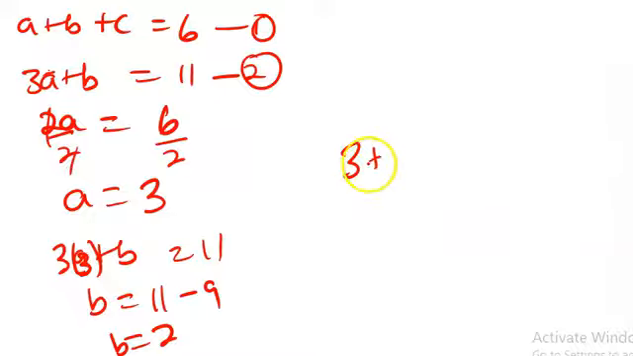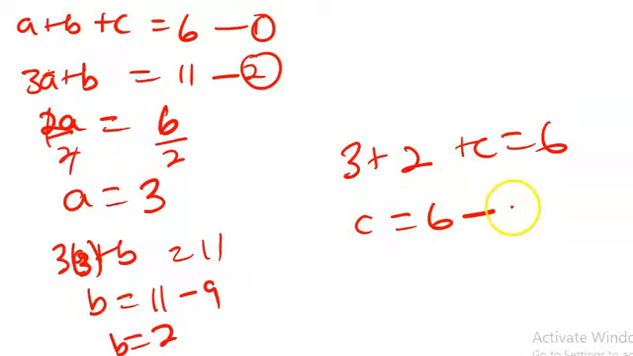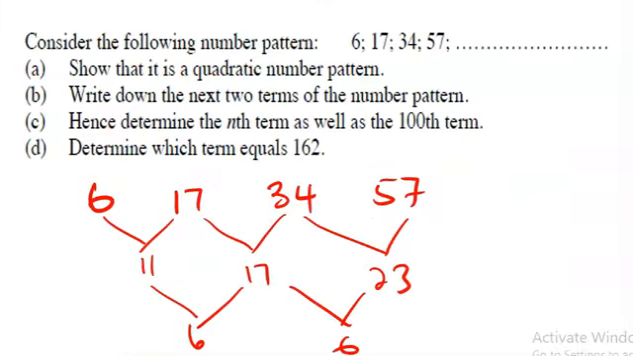Now we use b and a in the first equation. So 3 plus 2 plus c is equal to 6. So c will be 6 minus 5. So c is 1. So let's go back. Since the second difference is 2, we can conclude that the number pattern is quadratic. We have to write down the next two terms of the number pattern.